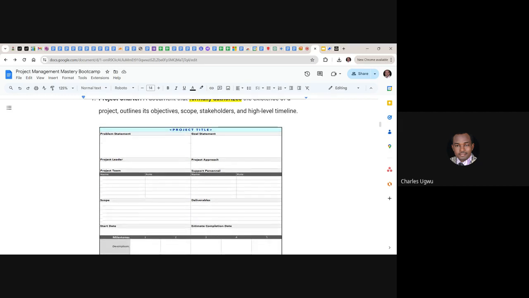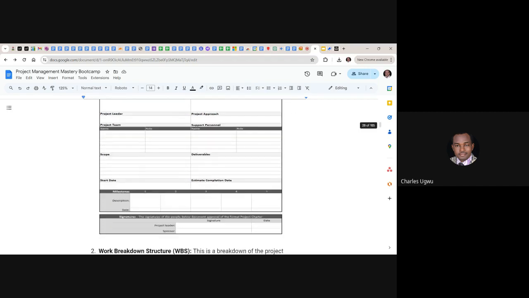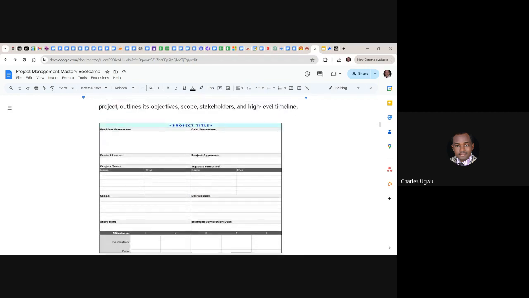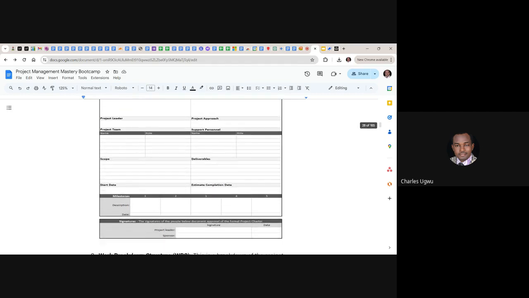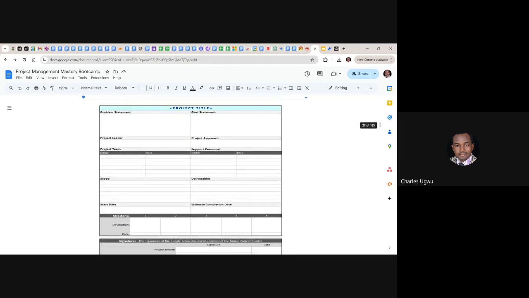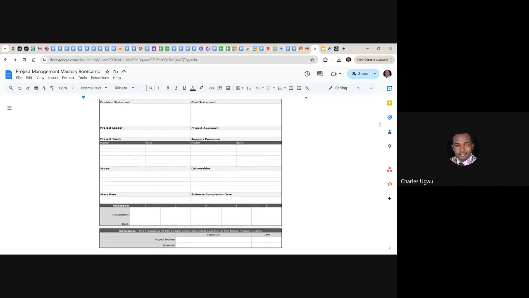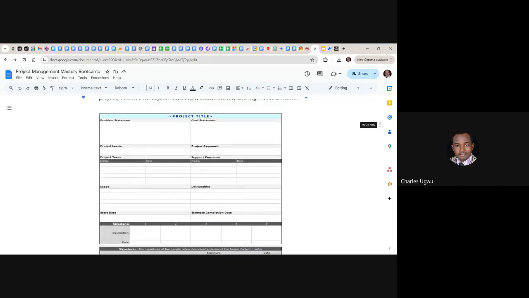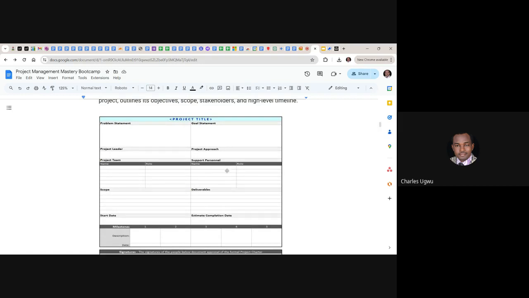So let's look at the document here. It's a very simple document. It can be a one-page document, or it can be more than one page. But it's a popular saying that it's a one-page document that does a lot of things. So let's look at all the components and what information is required.